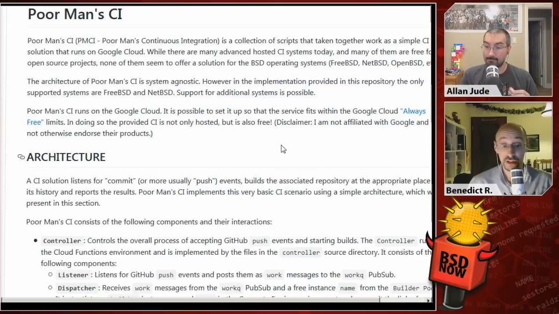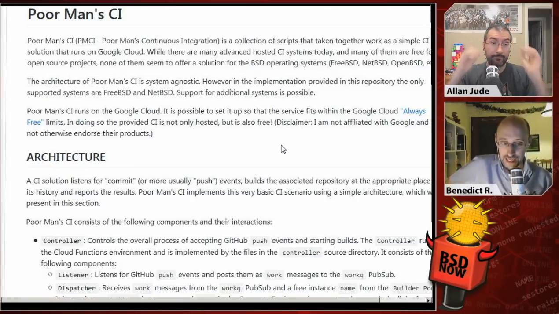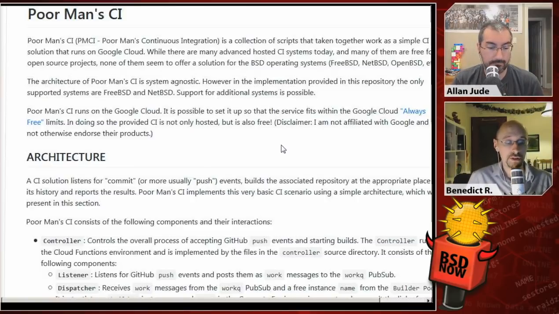Because continuous integration builds a lot of systems in a short amount of time. So we have Poorman's continuous integration, hosted CI for BSD with shell scripting and duct tape. So this is over at GitHub, an article.